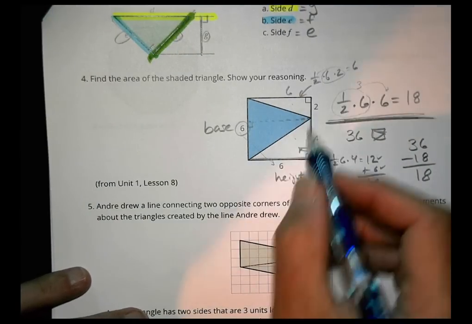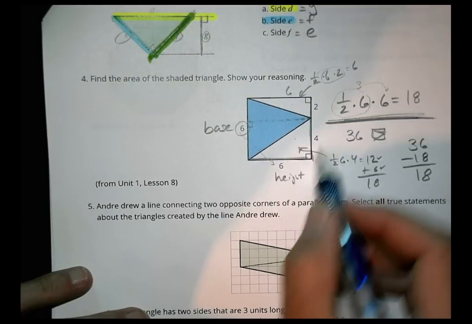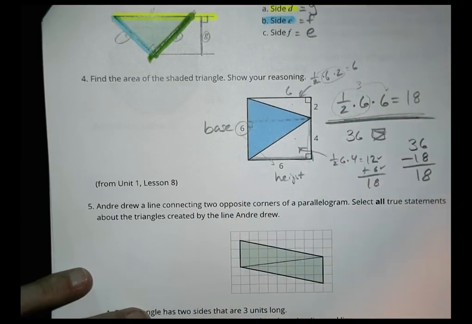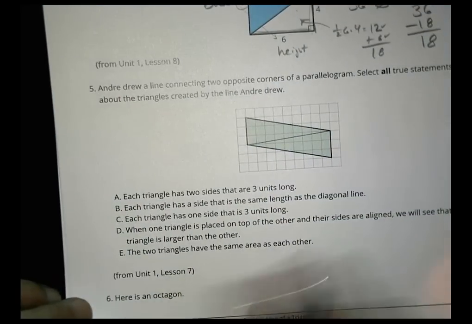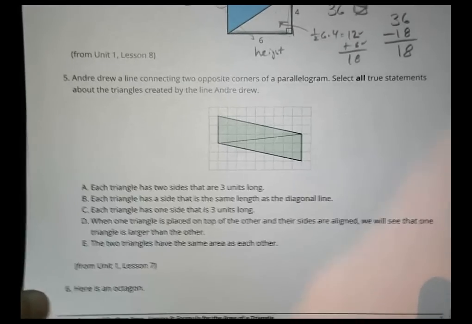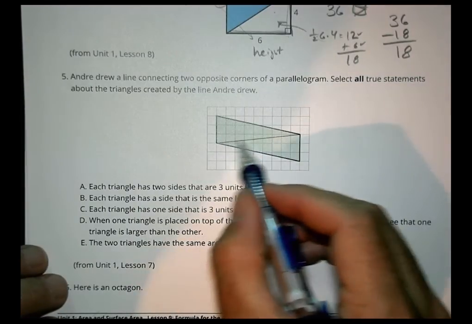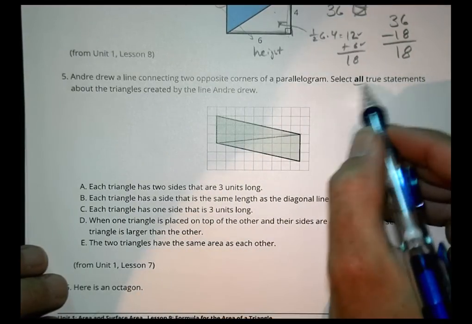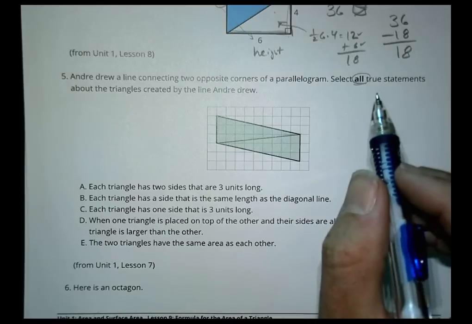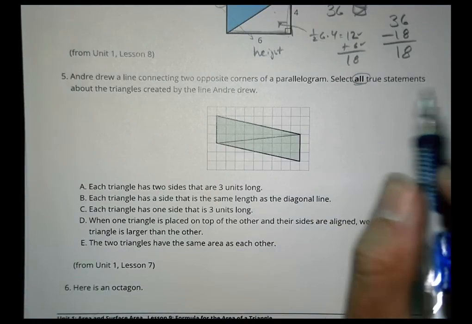It's definitely easy to recognize that this height right there is the same one right there. But it depends on what you saw. Number 5. Andre drew a line connecting 2 opposite corners of a parallelogram, like so. Select all true statements about the triangles he created by the line Andre drew.